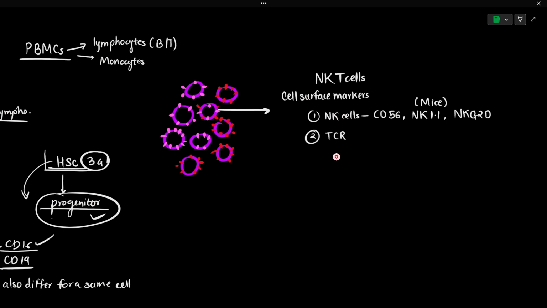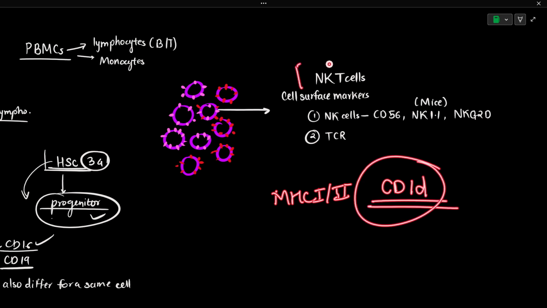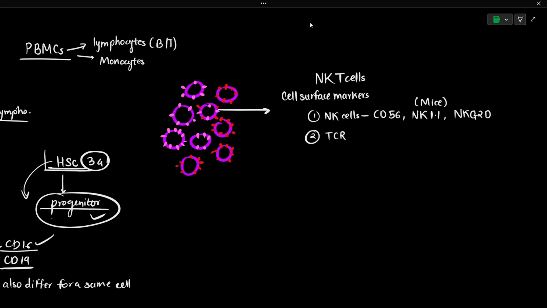Sorry, but they do need a molecule known as CD1D, which resembles MHC class 1 or MHC class 2 molecules, but is not a part of those molecules. So these are not MHC 1 or 2. These are different molecules, but these are also specific molecules, CD1D, which are required by NKT cells for antigen recognition. So how does this NKT cell resemble both of the cells?